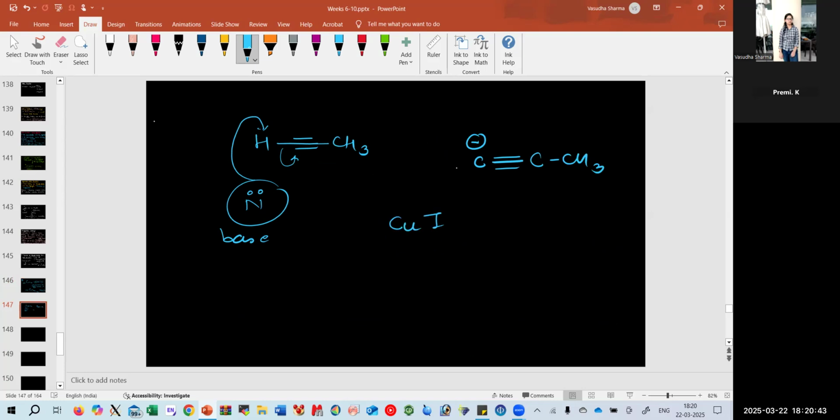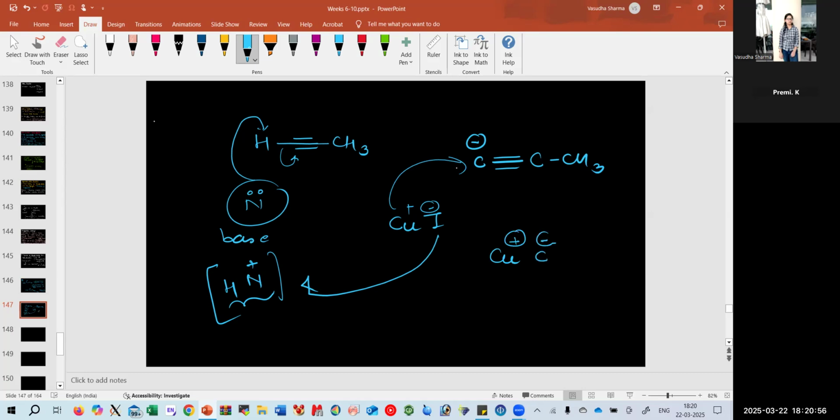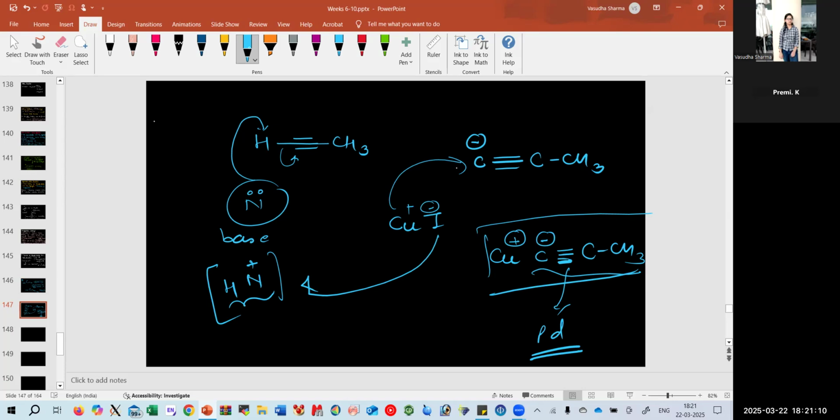Now, because this would be forming a protonated species, the charge has to be balanced. That minus and this positive, this goes in coordinate with that one. And here the salt forms as copper positive, C minus, triple bond CCH3. Once this forms, it can easily transfer this group to your palladium group when it comes into a catalytic cycle. So this is the way where we see the role of copper to happen.